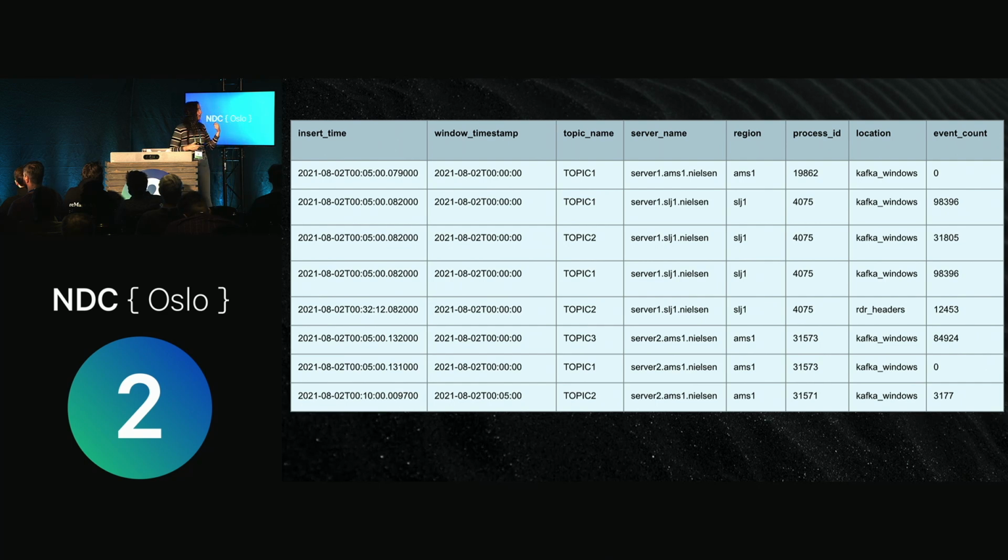We have topic name. We have the process ID. The region we were producing out of, the server names. That is not best practice, but it was the easiest way to do it. Another interesting thing that I really want to draw your attention to is the event count. So you can definitely see different event counts there, like different numbers, right? But the interesting thing to notice is the 0.